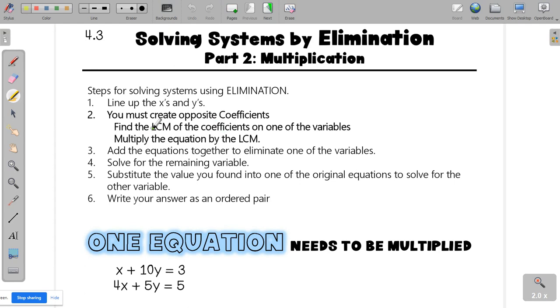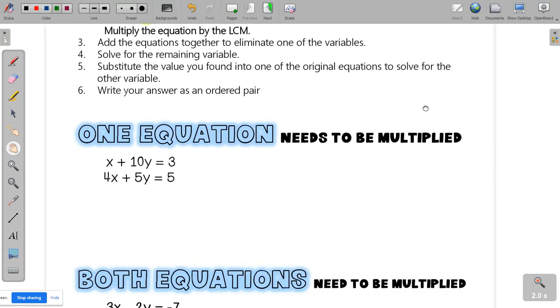So what we're going to do is find the least common multiple of either the x or the y, and then multiply one or both of the equations by the least common multiple to create the opposite coefficients. Once you have that, you're going to add the equations together to eliminate one of the variables. Solve for the remaining variable and then substitute in the variable to find the other. And then don't forget to write your answer as an ordered pair. So let's look at an example.